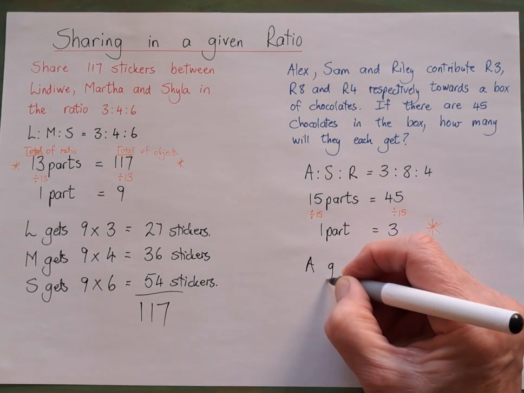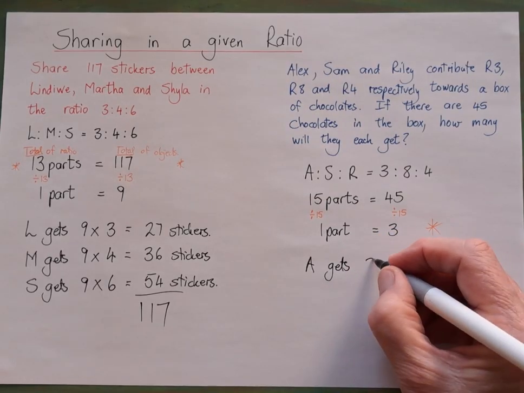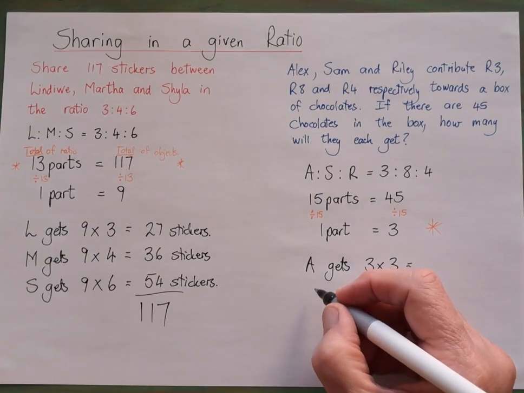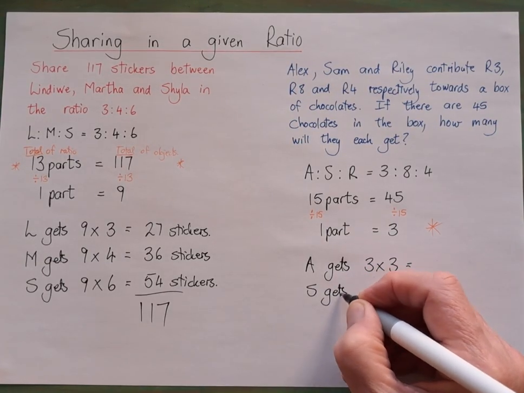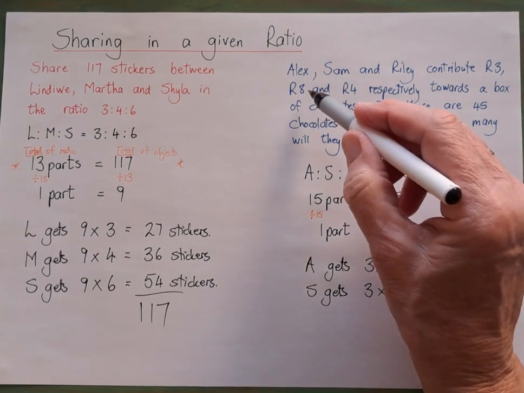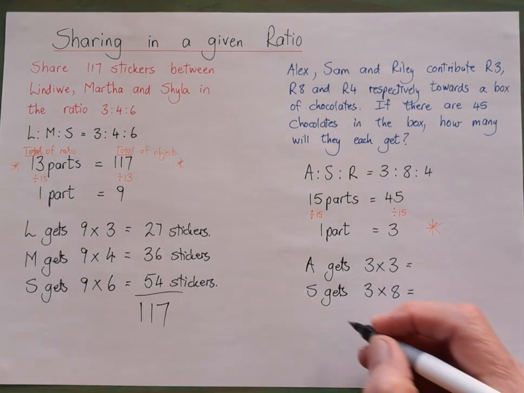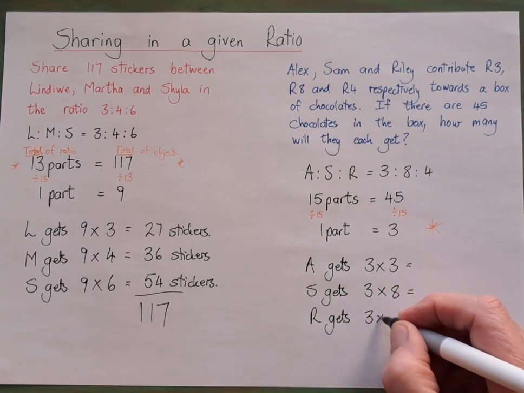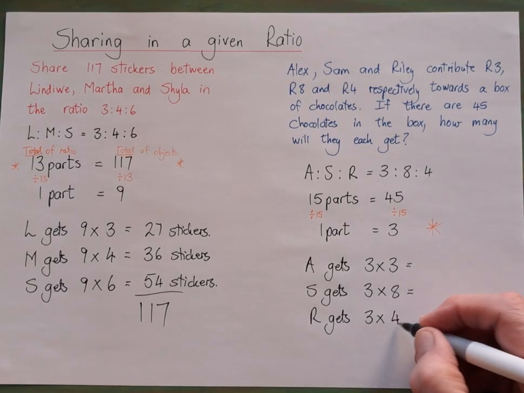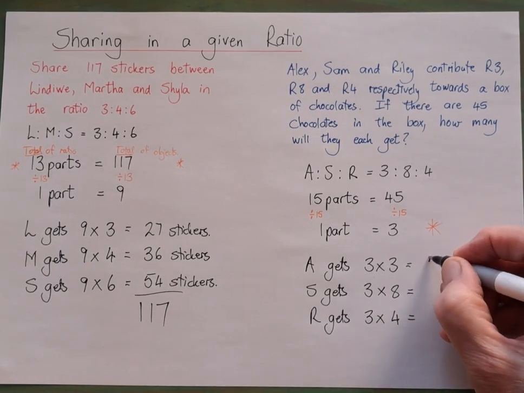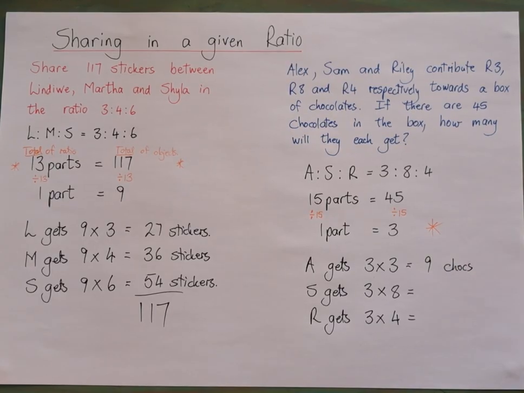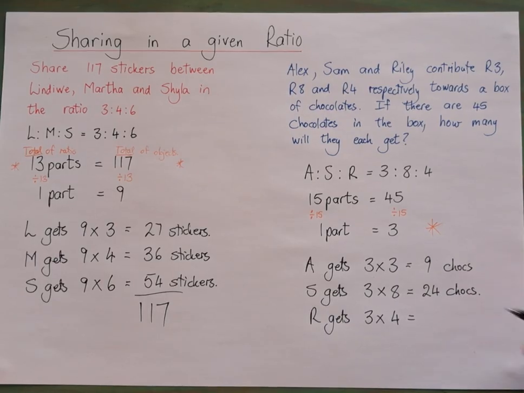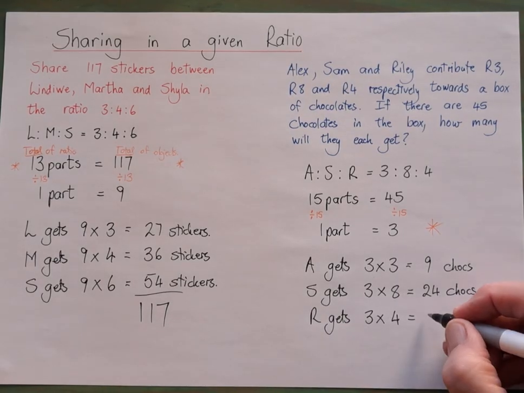So Alex gets the magic number, the 1 part, times his contribution. Sam gets the 1 part times his contribution, and Riley gets the 1 part times his contribution. All right, let's work them out. 3 times 3 is 9, so that's what Alex is getting. 3 times 8 is 24. He got a nice lot of chocolates. And 3 times 4 is 12.